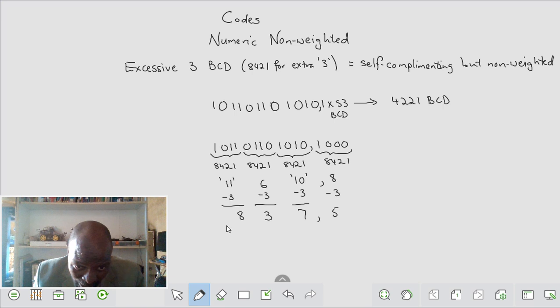Now we know that this one here must be 4221. This must be 4221. This must be 4221. And that must be 4221. So we know our comma stays there. But this here is what? This is 5. It's the 2 2s. Remember? It's the 2 2s and the 1.